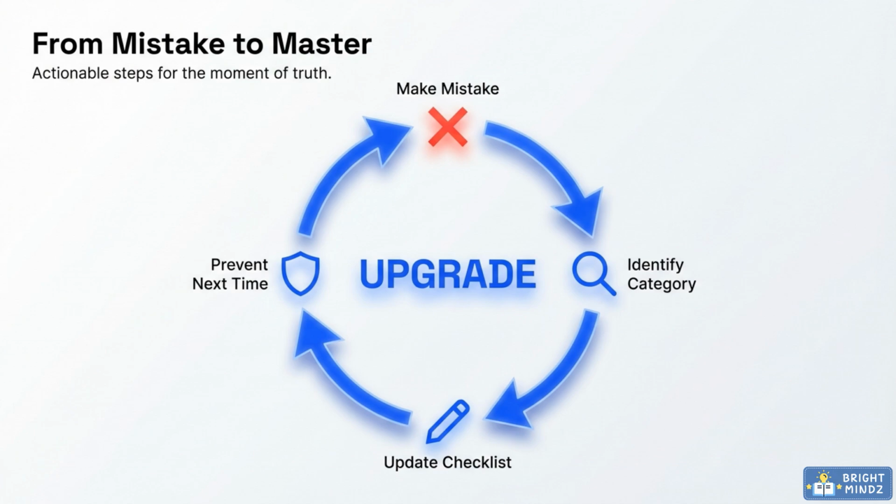Treat every exam mistake as the start of an upgrade loop. First, you notice the mistake instead of ignoring it. Then you ask, what type was this? Reading, calculation, or planning and presentation? Next, you add one tiny rule to your checklist that would have caught it. Finally, you deliberately use that rule in your next practice or exam. Repeat this cycle, and your mistakes slowly turn into automatic strengths.